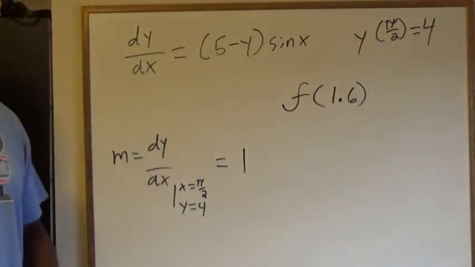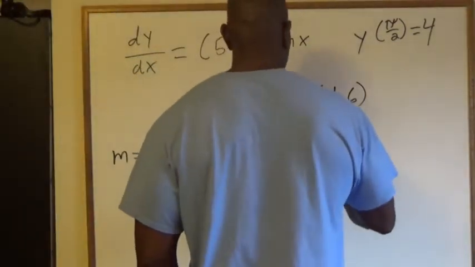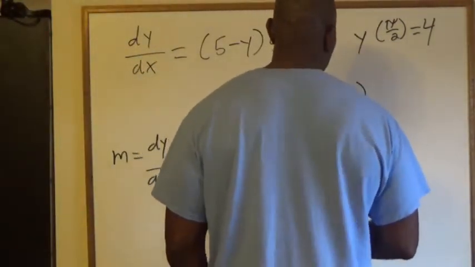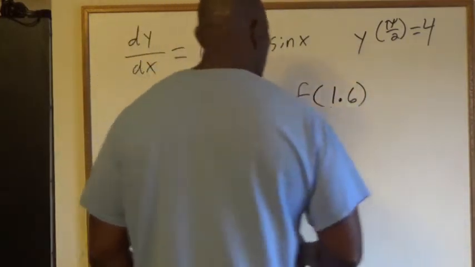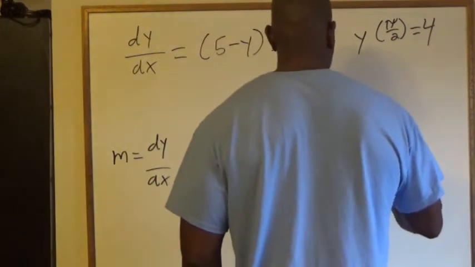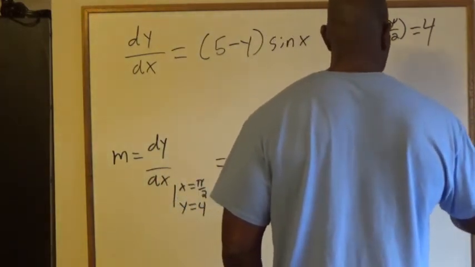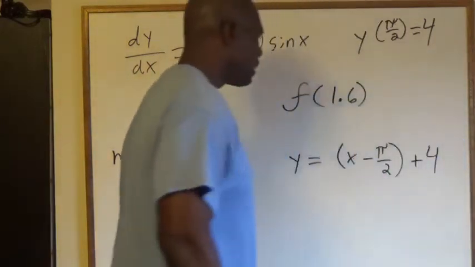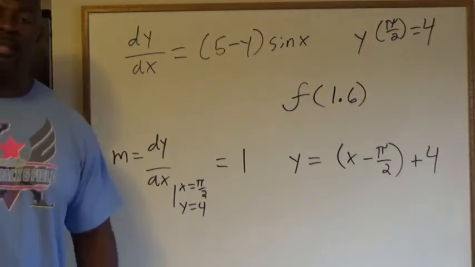So the equation of the tangent line then would be y equals the slope. Since it's 1, I don't really have to put anything there. So the slope times x minus x naught, so x minus pi over 2, plus y naught, plus 4. There it is. So there's the equation of the tangent line.